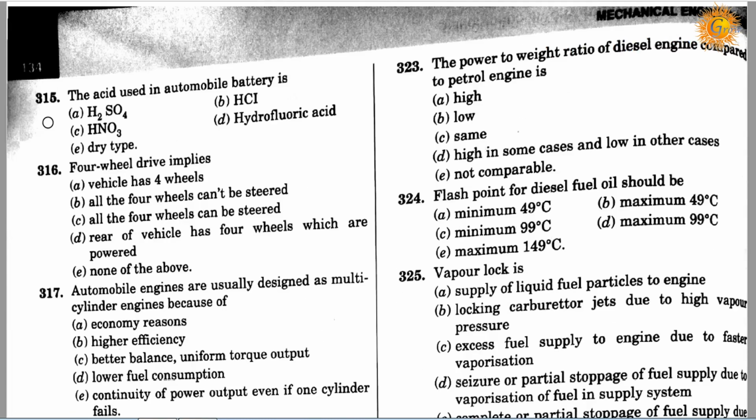Question number 315. The acid used in automobile batteries is option A H2SO4, option B HCl, option C HNO3, option D hydrofluoric acid, option E dry type. So the correct answer is A, H2SO4 is used in automobile batteries.